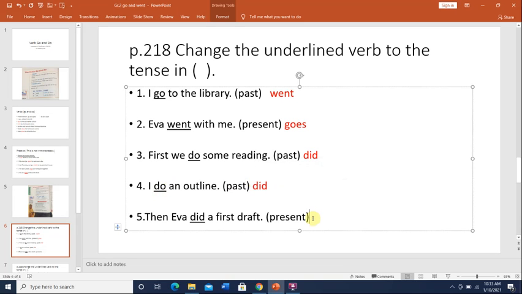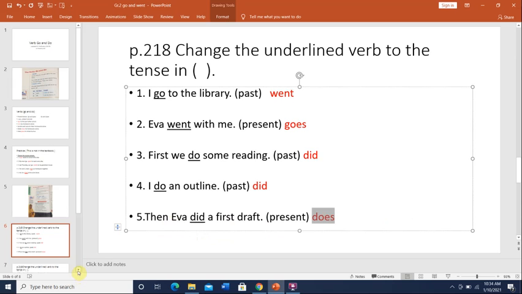All right. Number 5, then Eva did a first draft. The underlined verb is did. That's in the past. Now we want to change it to the present. What can we use with Eva? Then Eva does. We write does because Eva is only one person, and we change it to the present tense. Then Eva does a first draft. Okay? All right. I hope it was pretty easy for you all.